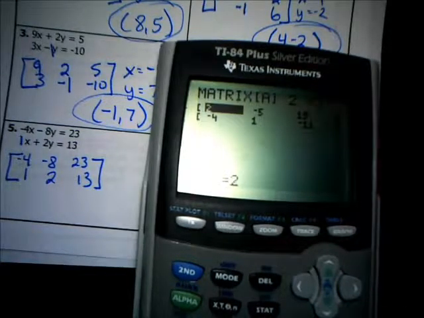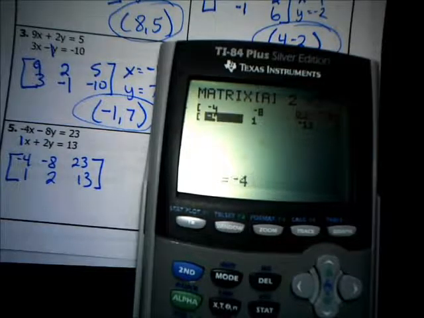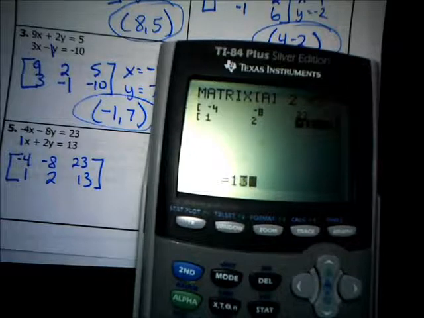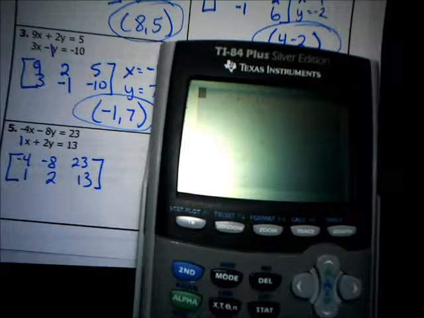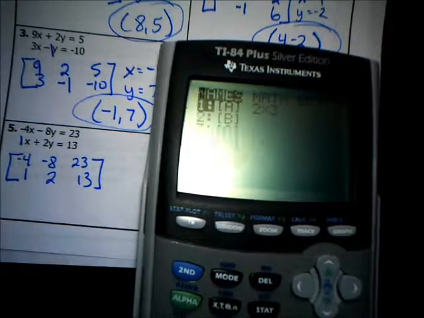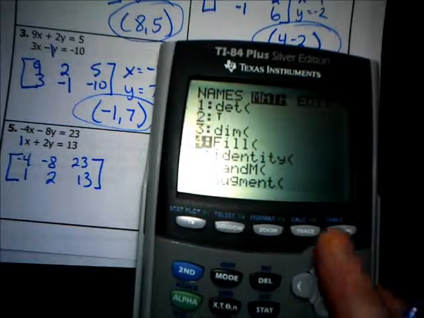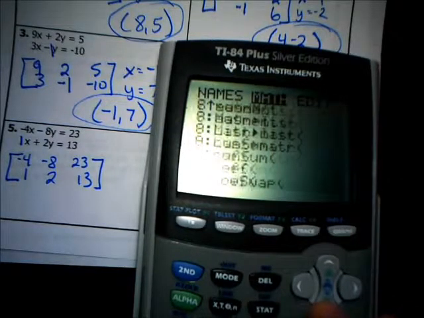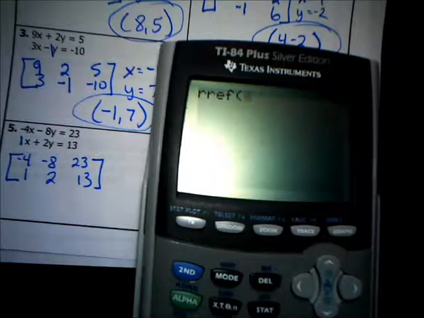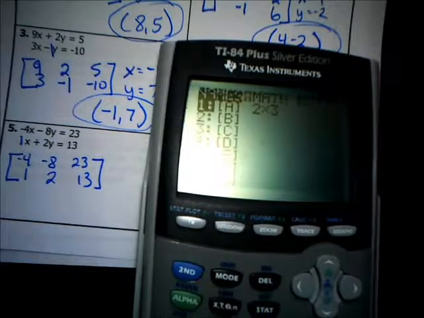Okay. First row will be negative 4, negative 8, and 23. Second row is 1, 2, and 13. Hit second mode to get out of that. Go back into the inverse and down to the option B, and enter the second inverse and enter.